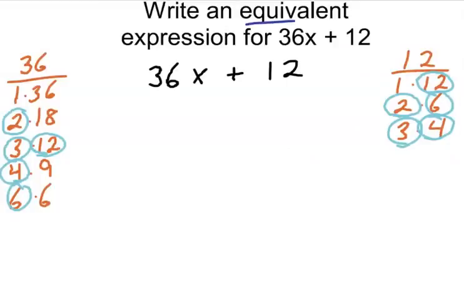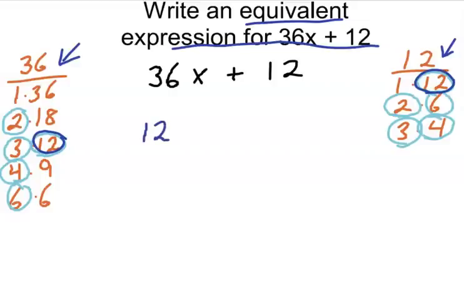Write an equivalent expression for 36x plus 12. Well, I kind of looked over here and I took all of the factors of 36, all the factors of 12, and I thought, wow, you can take 12 out of both 36 and 12. Look, right here, there's a 12 on this side, and there's a 12 on this side. So what we're going to do is we're going to take 12 and factor it out. Okay, 12 goes into 36 3 times, so that's going to become 3x. And 12 goes into 12 once. Okay, so there's an equivalent expression.